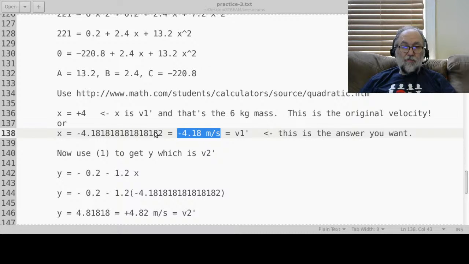What about the other one? What about the velocity for the 5 kilogram? And just use equation number 1. Once you get one of them, you can substitute into either one of the other two equations, 1 or 2, to get the other number. But equation number one's the easiest, so might as well use that one.